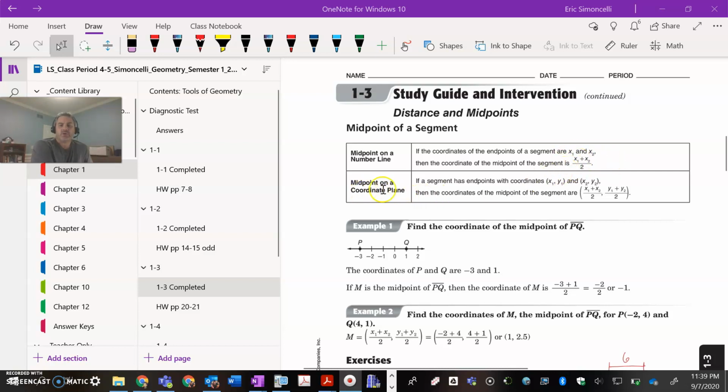But let's go ahead and move on to a midpoint on a coordinate plane, in other words, an xy axis. If a segment has endpoints with, again, x1, y1, and x2, y2, you're not just taking x sub 1 plus x sub 2 and dividing it by 2. In other words, an average.